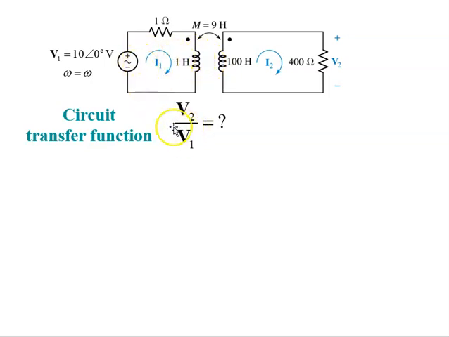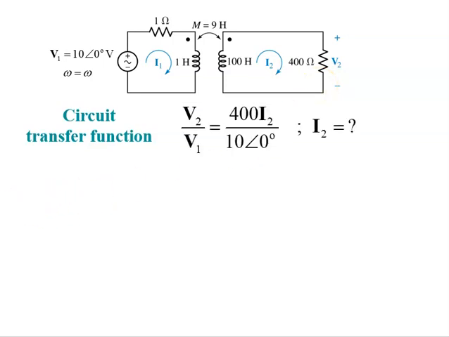Our V1 then at the input to our circuit is 10 angle 0 degrees, and we'll let that frequency change. Omega is equal to some value of omega. And we want to find V out, which in this case is labeled as V2, the voltage across the 400 ohm resistor. So clearly that's just going to be equal to 400 times this I2, or phasor I2 current, the current in this secondary circuit.